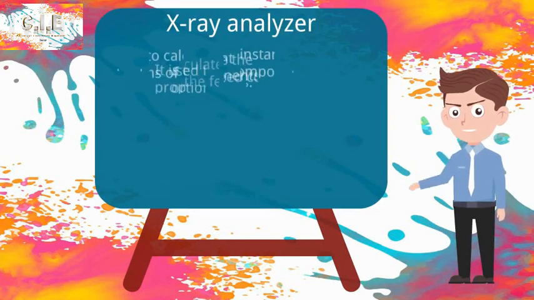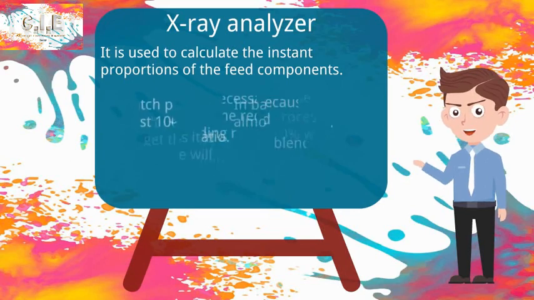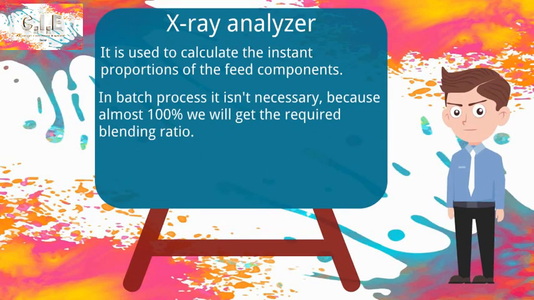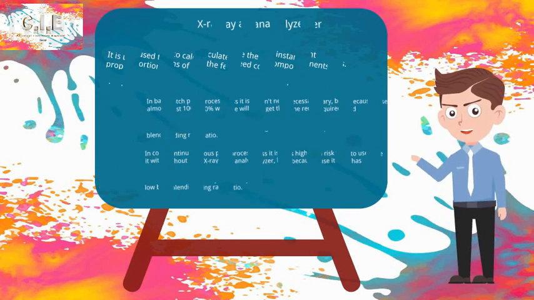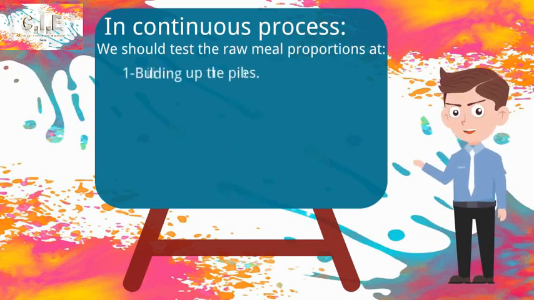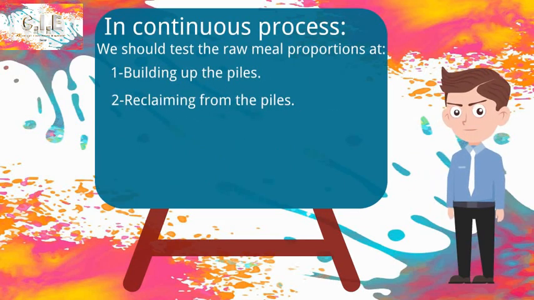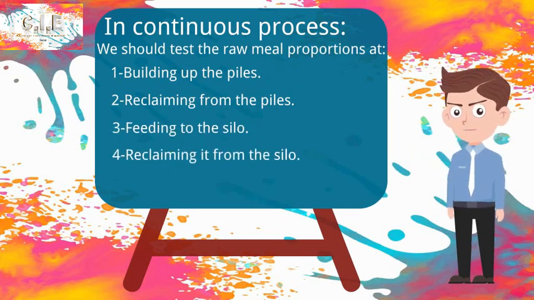An X-ray analyzer is used to calculate the instant proportions. In the batch process, the blending factor is high enough to eliminate the use of an X-ray analyzer, whereas in the continuous process the blending factor is low and it's high risk to use the continuous process without an X-ray analyzer. We should test the raw meal proportions during blending up the piles, reclaiming from the piles, feeding to the continuous silo, and after reclaiming it from the silo.